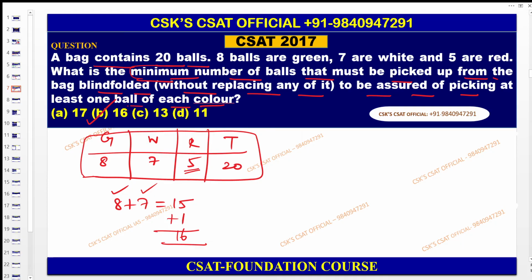My question is, you are randomly picking, right? Blindfolded, what do you mean by that, blindfolded? Without seeing that bag. Getting? Yes, sir. Then how can you say exactly you will pick one ball as green, one ball as white, one ball as red? Getting? Okay, sir. Now get it, sir.